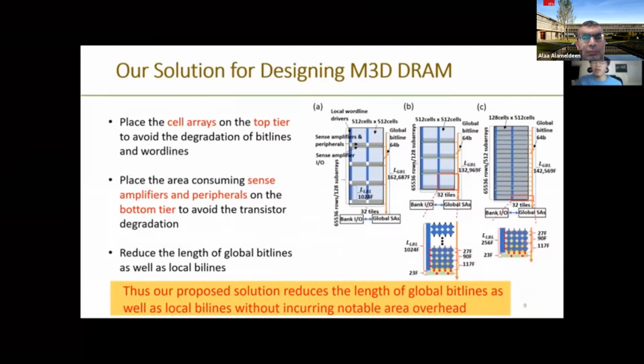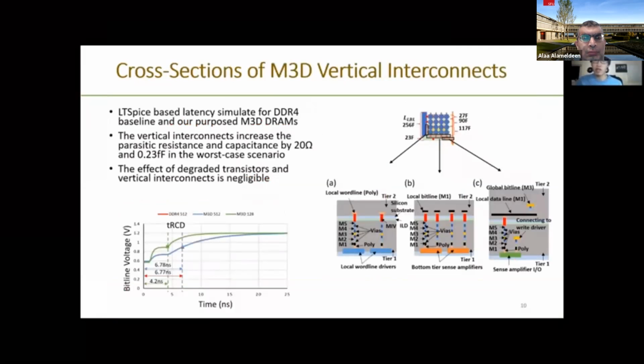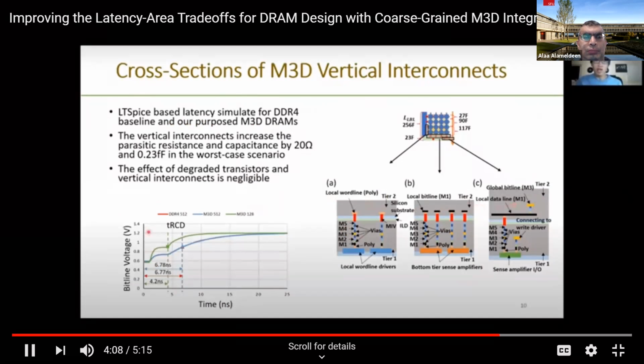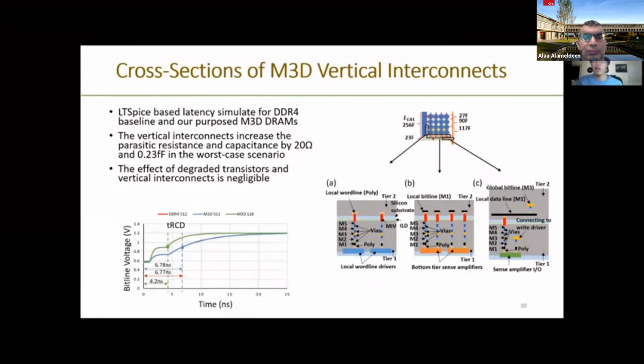As you can see in figure C, in our proposed M3D DRAM design, we can reduce the local bit line length to 128 cells per bit line and still achieve a global bit line length shorter than the conventional 2D DDR4 design. Let's look at the cross-section of the vertical interconnect. The local word line driver connects to the local word line through metal 1 to metal 5 and MIVs. The same method applies to the sense amplifier connecting to the local bit line, and the sense amplifier I/O connecting to a local data line. Our analysis shows the extra resistance and capacitance from the vertical interconnects does not increase the latency or energy consumption significantly.